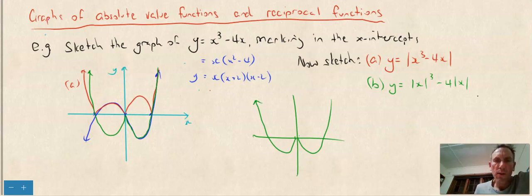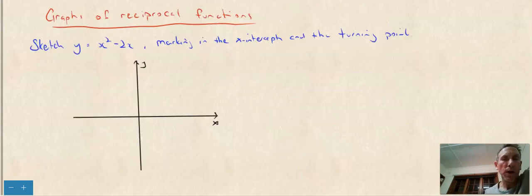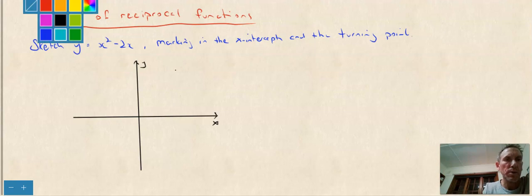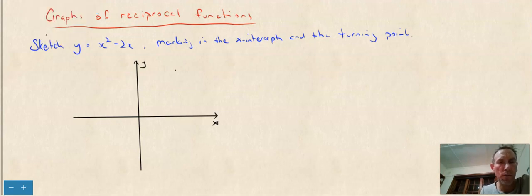Now let's have a look at what happens when we take the reciprocal of a function. Okay, we're going to have a look at what happens when you take the reciprocal of a function. So we'll start with this function here, y equals x squared minus 2x, and just as we did in the previous case, it's going to be easier for us when factorized. Whenever we're looking to sketch something, factored form is helpful, isn't it?